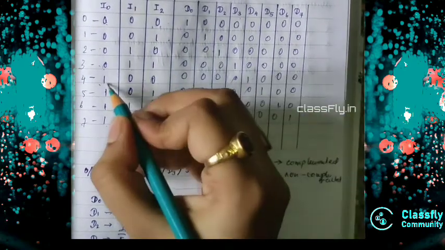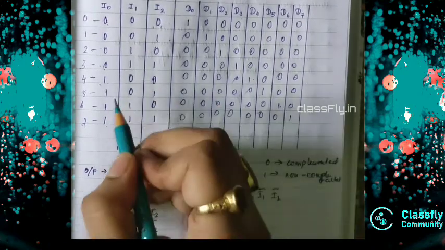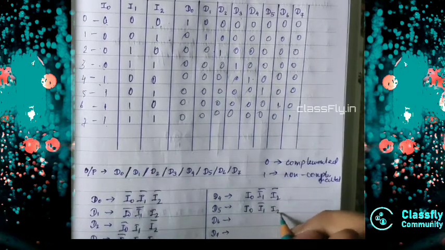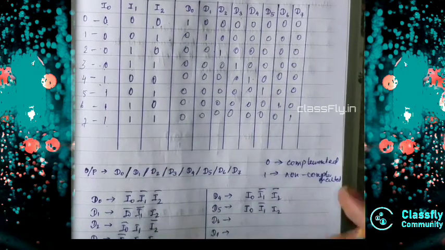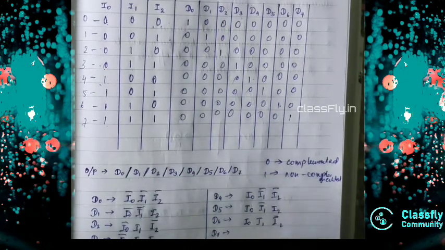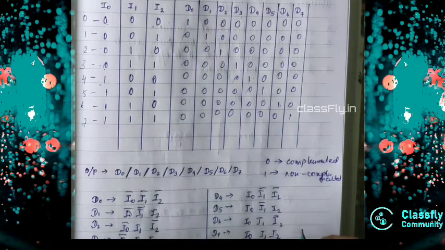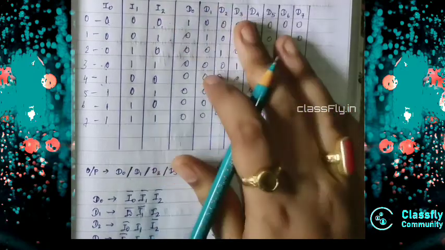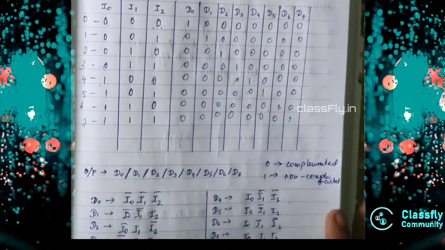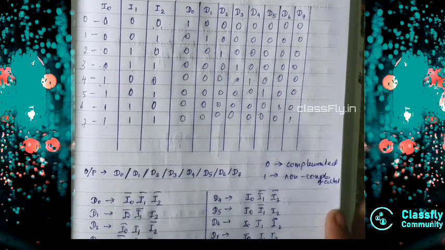For D4 it will be I0, I1 bar, I2 bar. For D5 it will be I0, I1 bar, I2. For D6 it will be I0, I1, I2 bar, and for the last it will be I0, I1 and I2. So this is basically a 3 into 8 decoder truth table and the output. I hope you all understood what a decoder does. It will have n inputs and in our output we will get 2 to the power n.